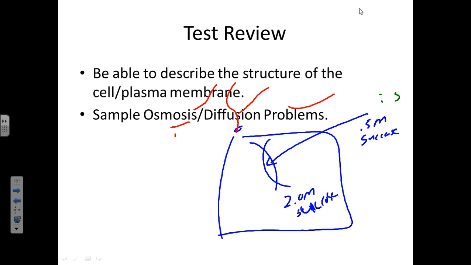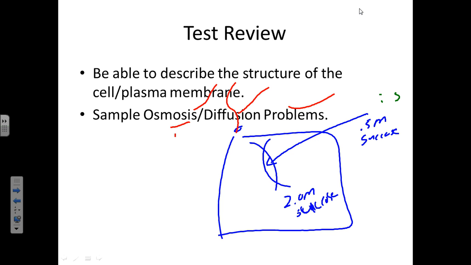Look. Where's the sugar? 2 molar sucrose outside, 0.5 molar inside. It would go in, right? Because the sugar wants to move from high to low. But what do we say about the sugar? It's too big to get through the holes, so it can't. So the sugar can't move, so what's going to move?